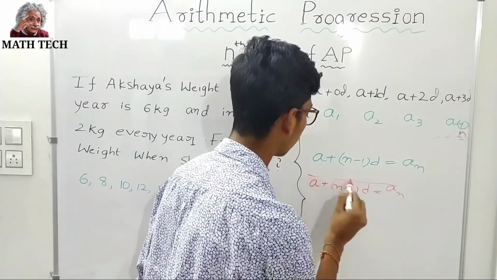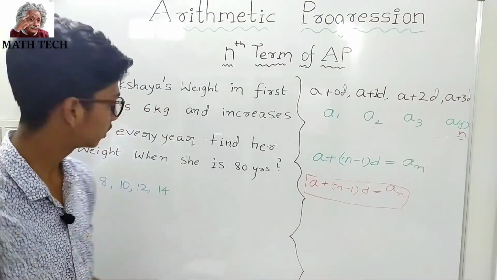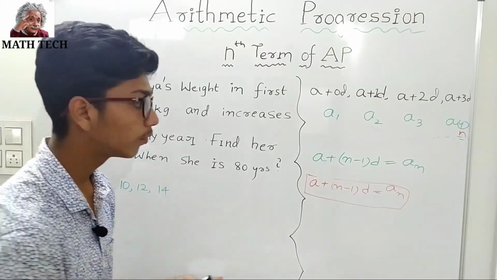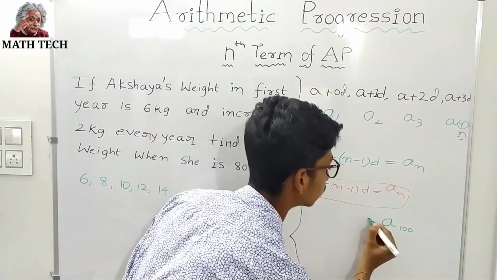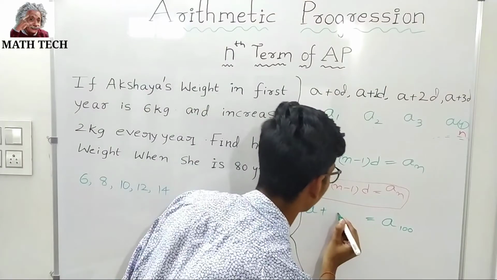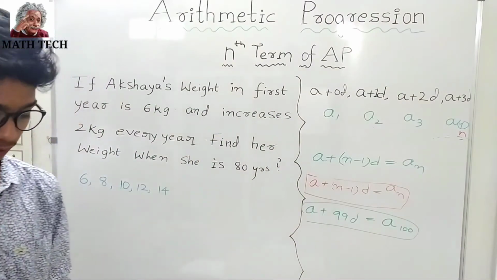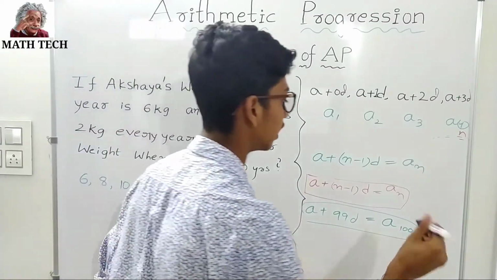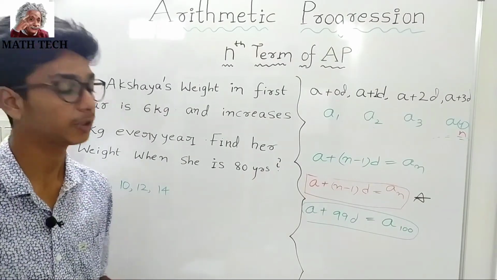This is the formula for finding the nth term of the AP. In this question, the nth term is the 80th, so n is 80. If they had asked for the 100th term, easily a plus, what is n here? 100 minus 1, 99. A plus 99d is the answer for the 100th term. So this is the formula: a plus n minus 1 times d is the formula to find the nth term of the arithmetic progression.